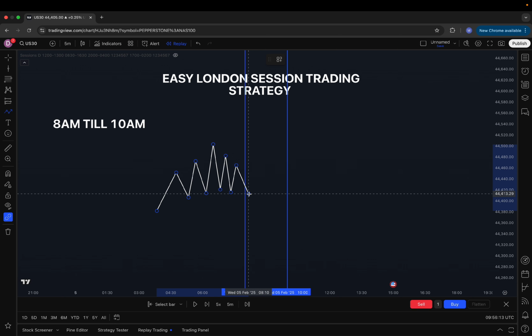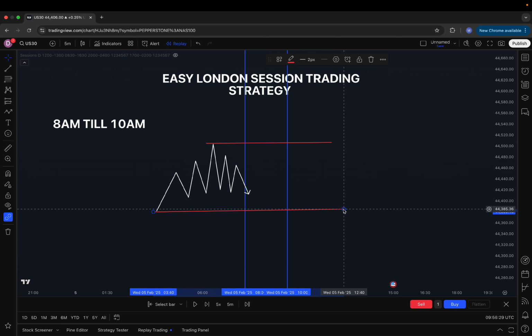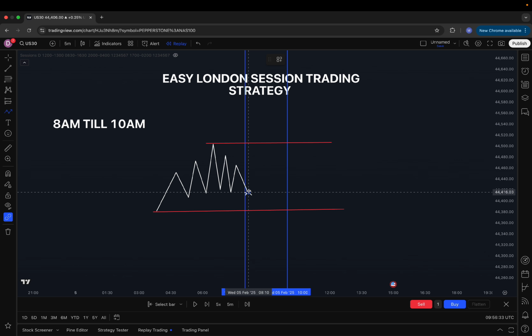So let's say we're having candles like this. What we're essentially waiting for is once 8 a.m. arrives, we want either this high or this low right here being taken. So I'll mark that out. These are our liquidity levels, and what we're waiting for is price to come and take either this high or to come down and take this low right here.